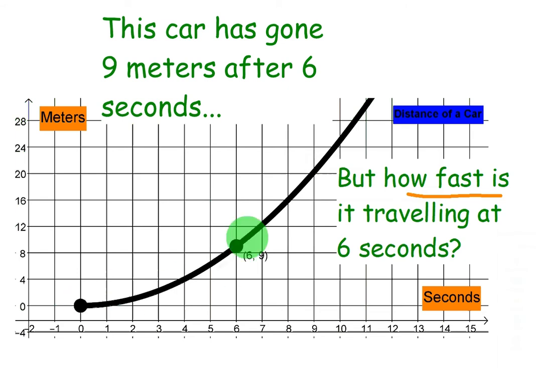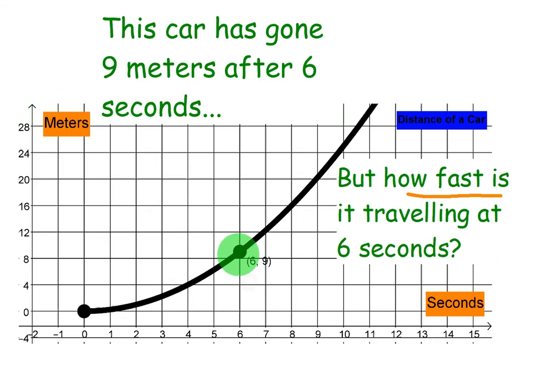Here we have the graph of the distance that a car travels after so many seconds. So seconds on the x-axis and distance traveled in meters on the y-axis. So let's take a look at 6 seconds. We can see that the y value is 9, so the car has traveled 9 meters after 6 seconds.